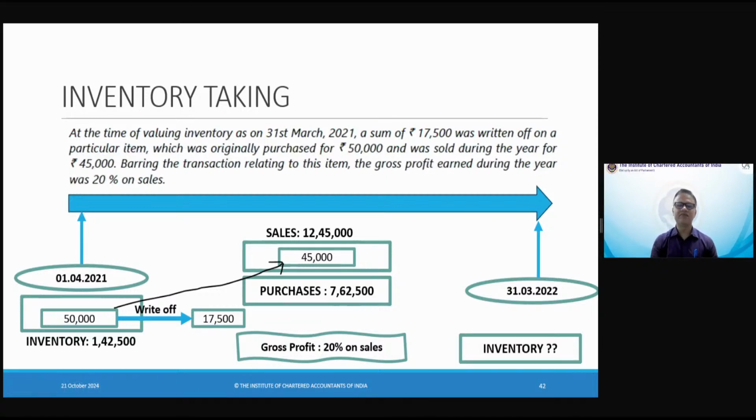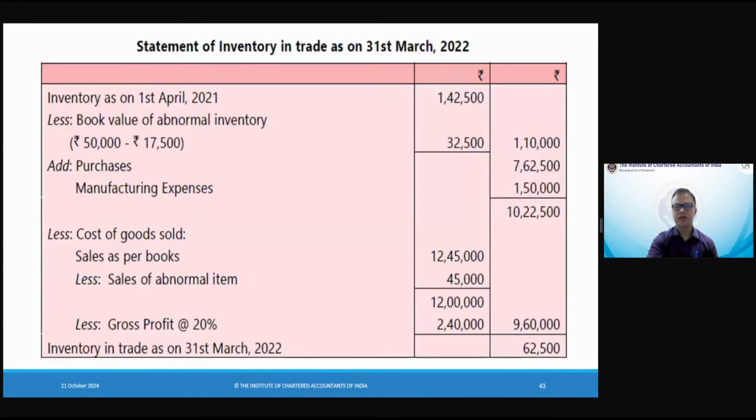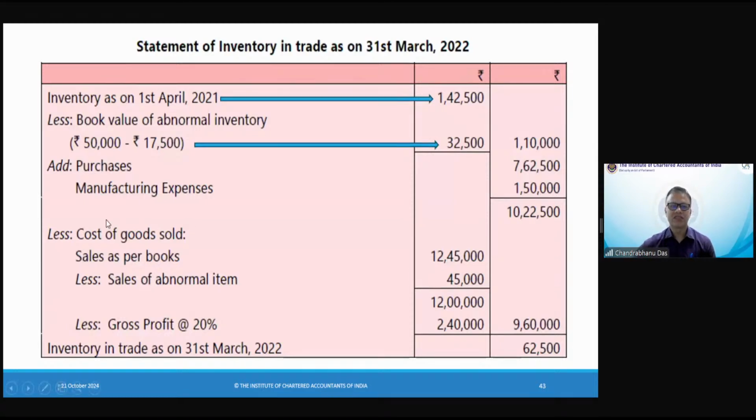So we have to find the inventory on 31st March 2022. Just as we can see here, the inventory as of first April is given as 142,500. And you have to subtract the book value of the abnormal inventory, as I showed you in that equation, that flow diagram.